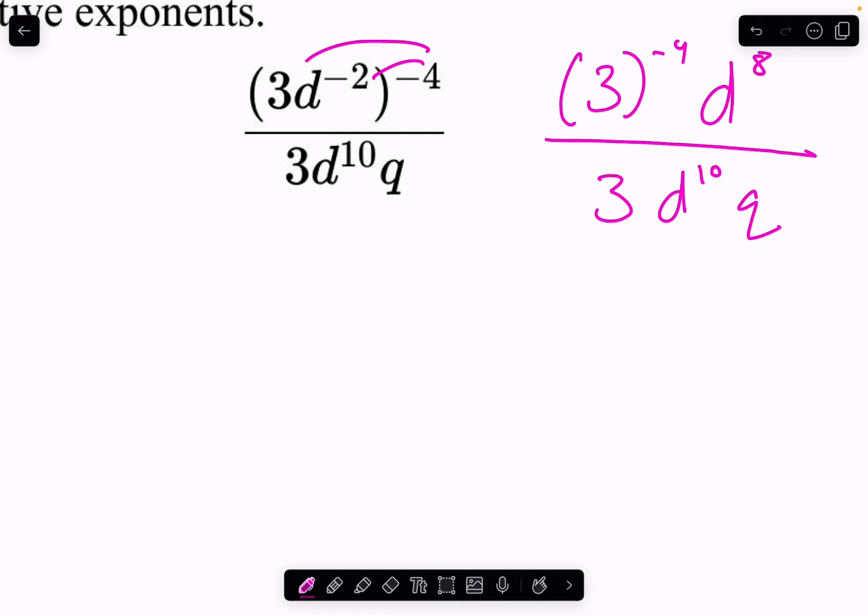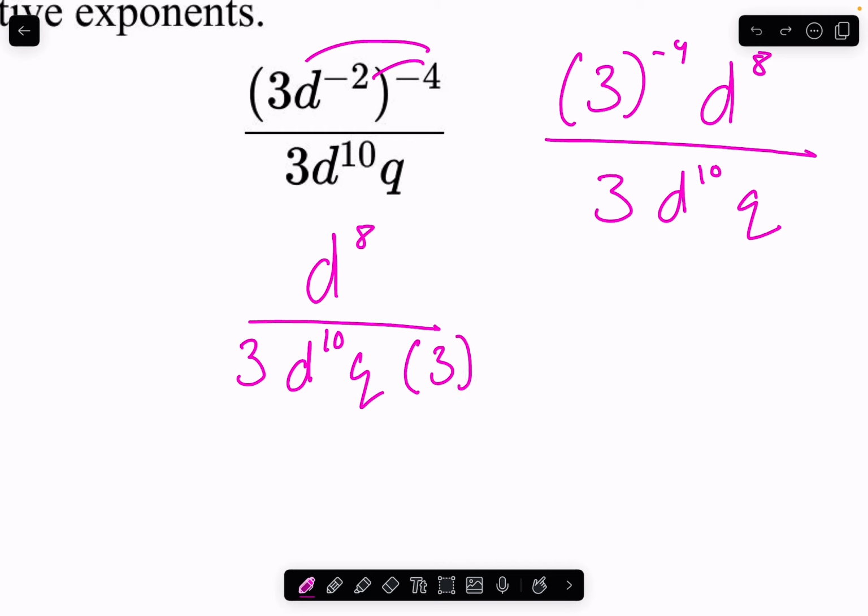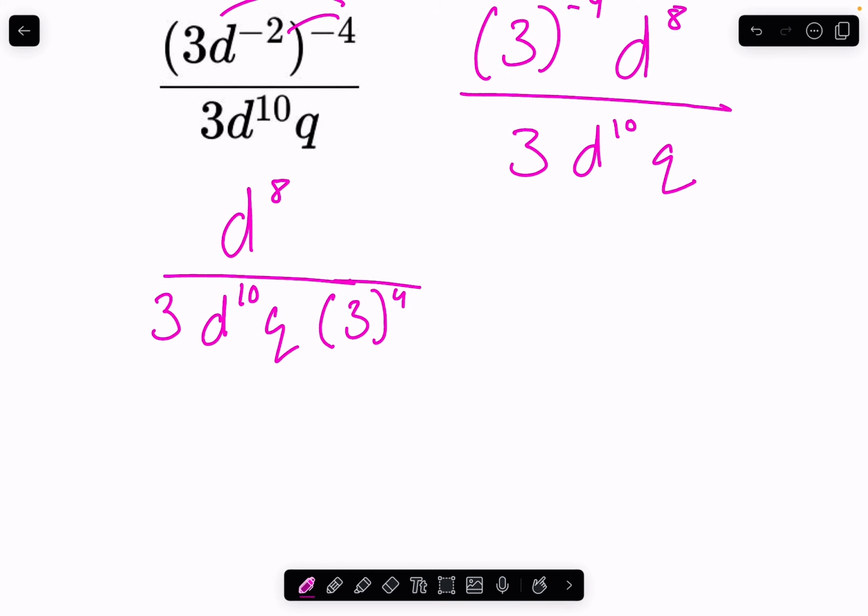So let's get rid of all of our negatives here. So we're left with just d to the 8th on top. We've got 3, d10, and q, and this 3 to the -4 gets booted down, so it becomes 3 to the 4th. So 3 times 3 to the 4th is going to get me, what, 243, I think, right? 3 to the power of 4 times 3. Yep, 243.